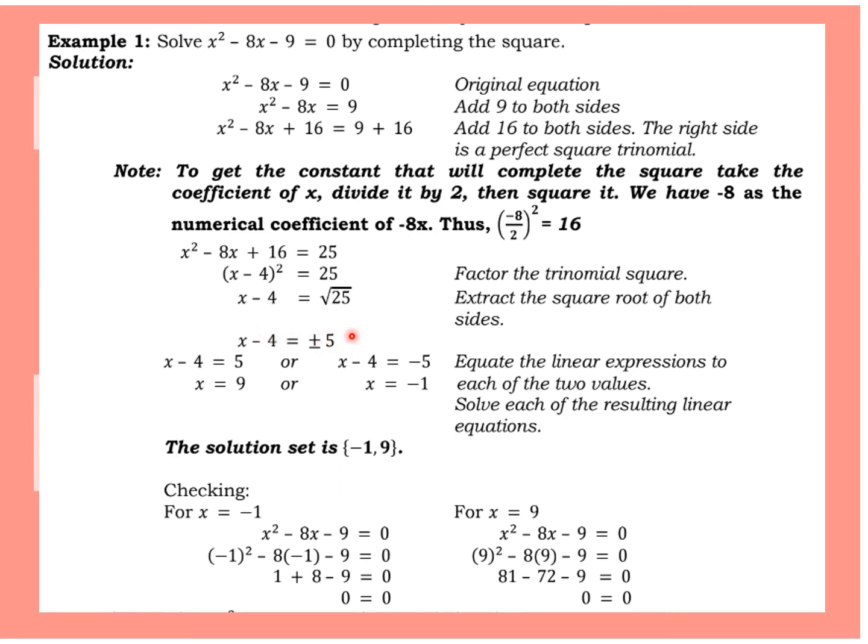And then, combine like terms. x - 4 is equal to 5. Etong negative 4 ilipat sa kabila, so magiging positive. So, 5 plus 4, that is equal to 9.